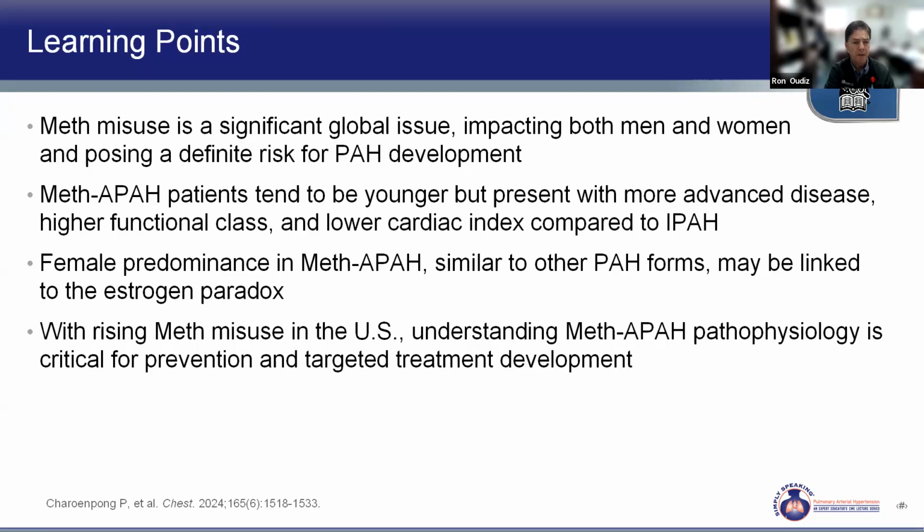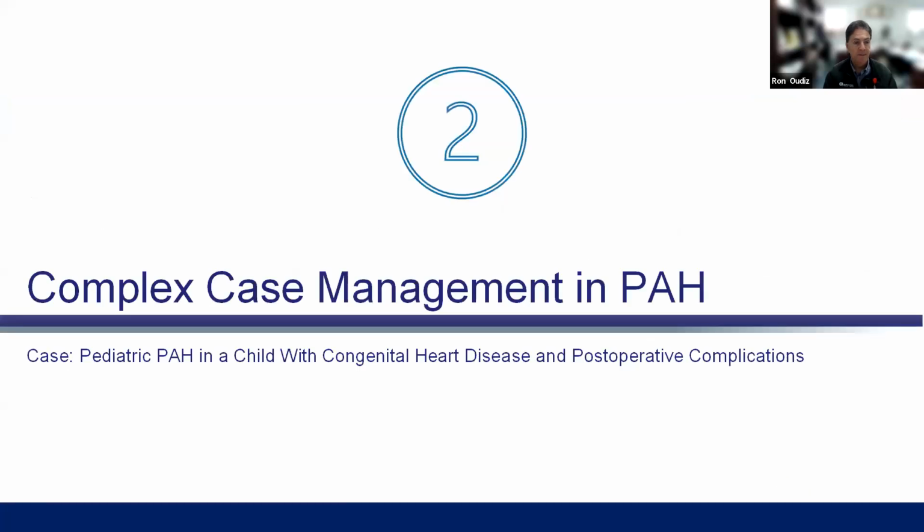It's a significant global issue, affects men and women, definite risk for PAH development. Meth patients tend to be younger, but they present with worse disease, more advanced and worse prognosis. There is that estrogen paradox idea that may be responsible for why there is a slight female predominance. With rising meth use in the US over time, understanding the pathophysiology is critical for prevention and targeted treatment development, for which now we have none. It's all generic.